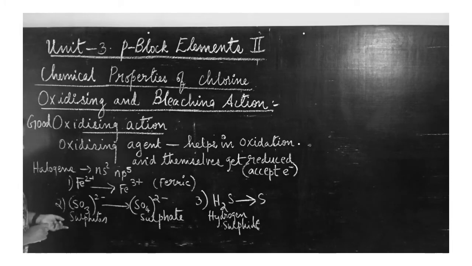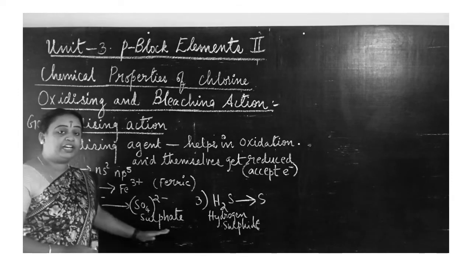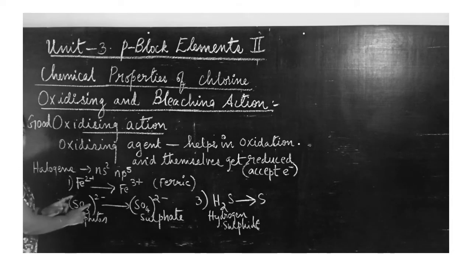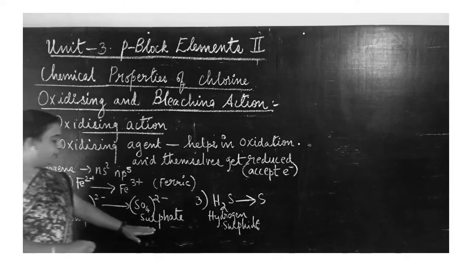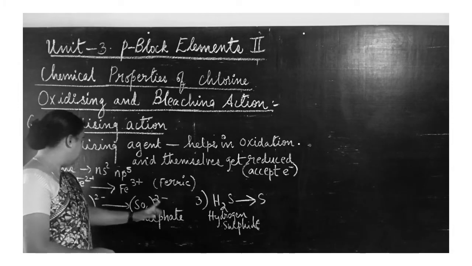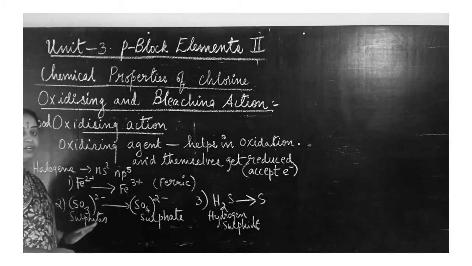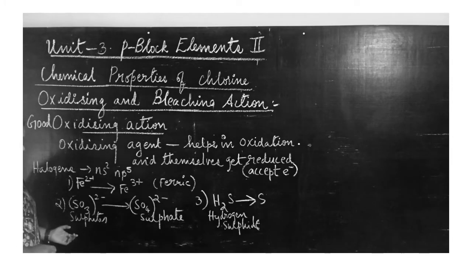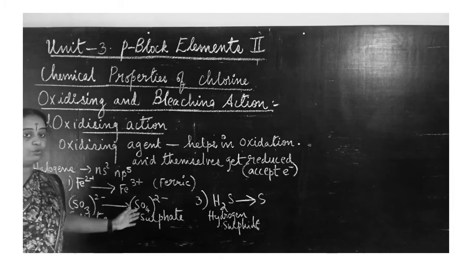Then the second one is chlorine acting as an oxidizing agent where the sulphite ion is oxidized to the sulphate ion. Sulphite ion is SO3 2-, and sulphate ion is SO4 2-. So understand the difference here. Here also we take the example of sodium sulphite getting oxidized to sodium sulphate.